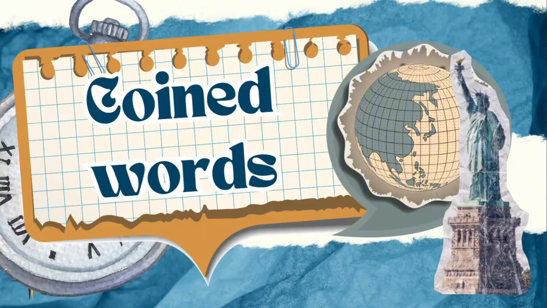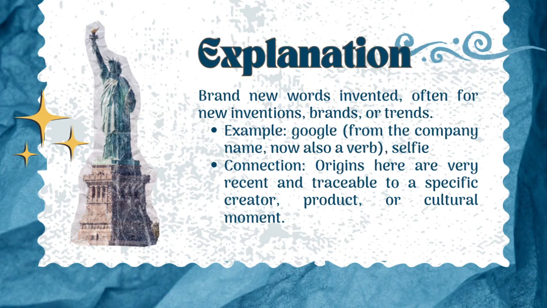So the next is coined words. Coined words are brand new words invented, often for new inventions, brands or trends. For example, Google, from the company name, but it can also now be a verb, like a selfie. The connection between coined words and word origins is that they are very recent and traceable to a specific creator, product, or cultural moment.